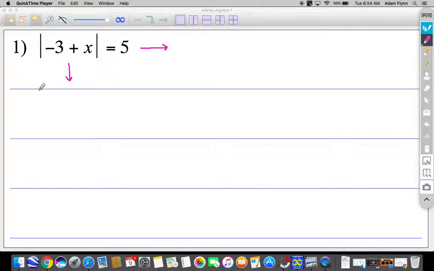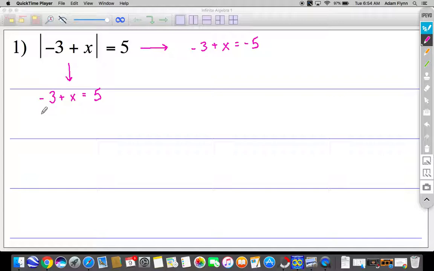Okay, so I'll rewrite -3 plus x could equal 5, and -3 plus x could also equal -5. So since my absolute value is by itself, I used +5 here because it could be 5 units away from 0 on the number line, okay, in the positive direction. And I also put -5 because it could also be 5 units away in the negative direction. So now I just solve both of these equations.